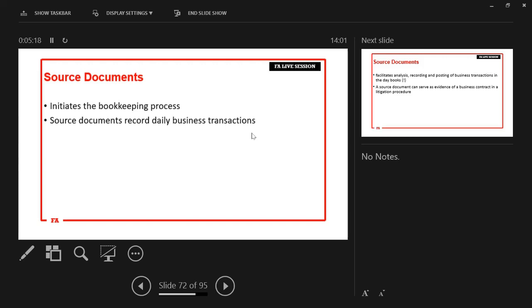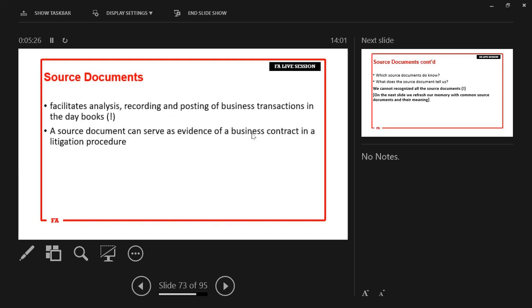Okay, let's proceed. Source documents. This initiates the bookkeeping process. Source documents record daily business transactions. Source documents also facilitate analysis, recording and posting of business transactions in the day books. The source document, acting like a lawyer, can serve as evidence of a business contract in a litigation procedure. You don't want to appear before the judge without evidence.